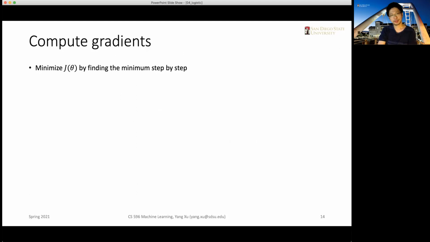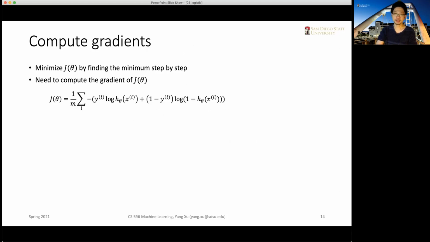So we basically want to do the same thing that we did for linear regression models, but now we have a new cost function, and we want to find the minimum of this cost function step by step. Okay, so we need to observe the gradients. We need to compute the gradients for this cost function. Okay, so it looks like a pretty complex form.